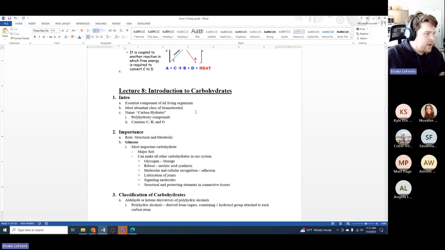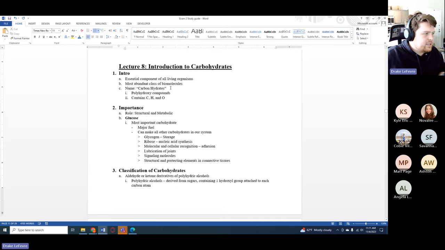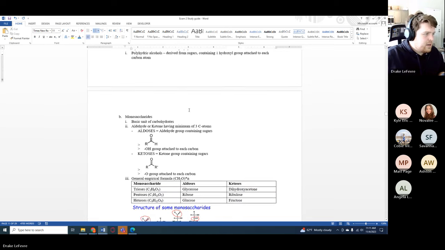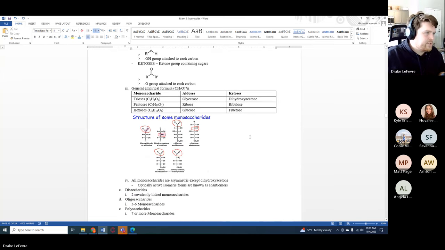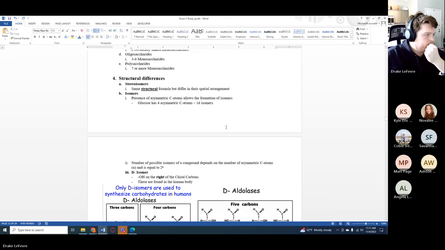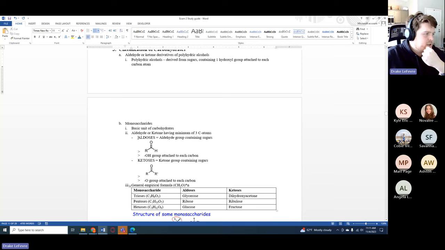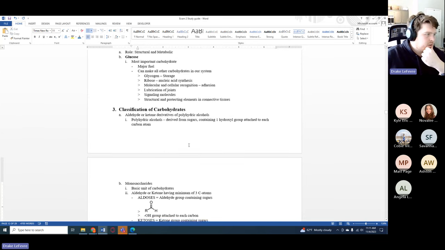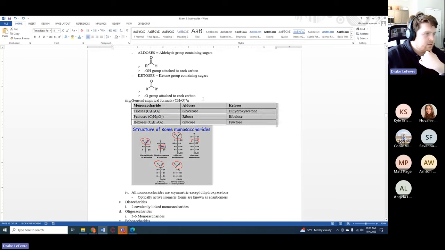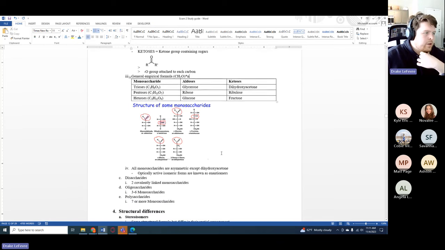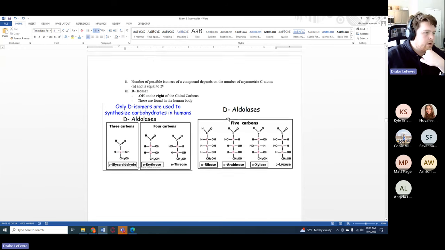Okay. Introduction to carbohydrates. A lot of this is, again, just reading and definition type stuff, as well as naming. A lot of this will be definitions of what an aldose is versus a ketose. A lot of it is just going to be naming. Like he'll give you a chemical formula, and he highlighted the ones that are most common, the ones he wants you to know the names of. And all of those are included in here.